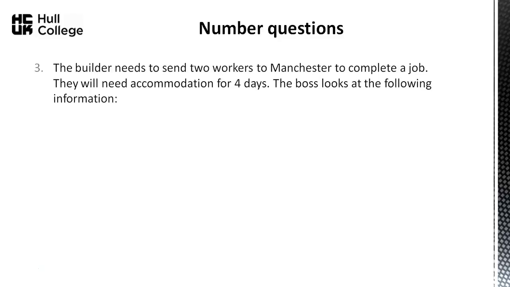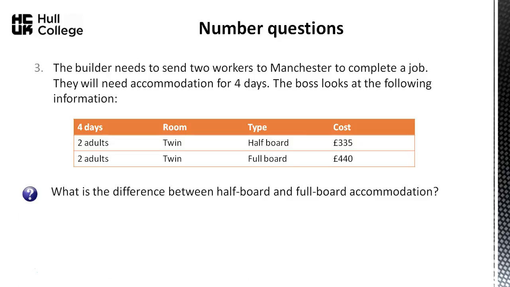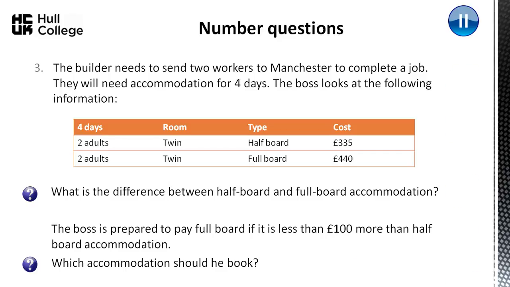Question 3. The builder needs to send 2 workers to Manchester to complete a job. They will need accommodation for 4 days. The boss looks at the following information. What is the difference between half-board and full-board accommodation? The boss is prepared to pay full board if it's less than £100 more than half-board accommodation. Which accommodation should he book? Pause the video while you answer the questions.